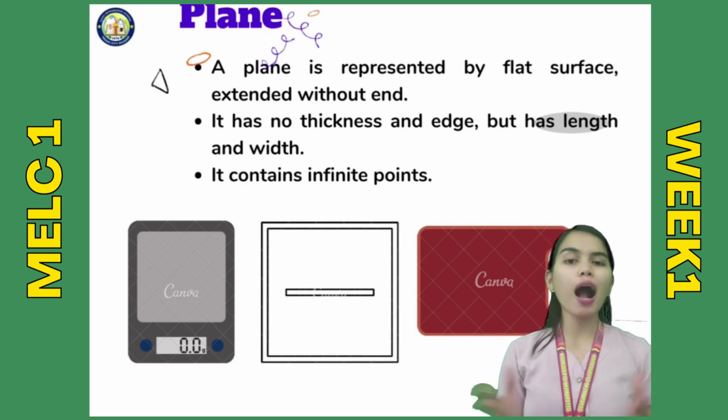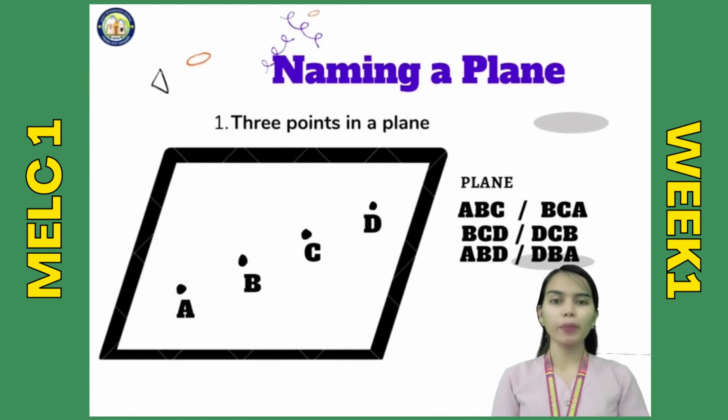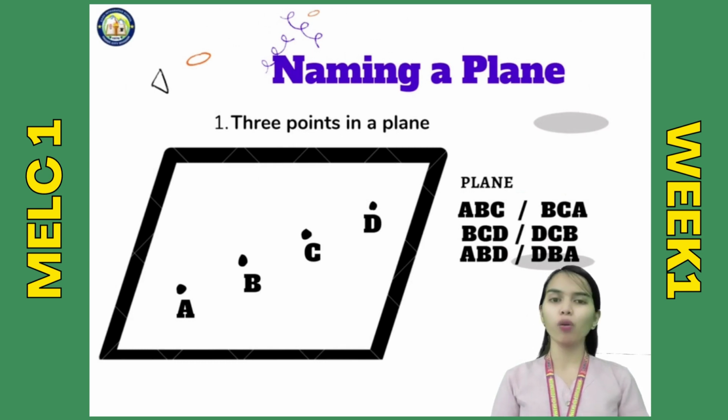The question is, how can we name a plane? Naming a plane is by using 3 points. So in the figure, we have noticed that there are 4 points, but we are only allowed to use 3 points. So the possible names of a plane are ABC, BCA, BCD, DCB, ABD, and DBA. So these are the possible names of a plane. They can be interchanged as long as they are inside the plane.